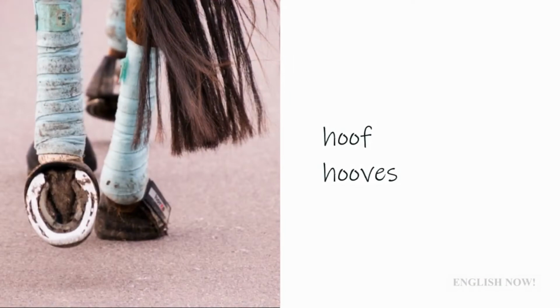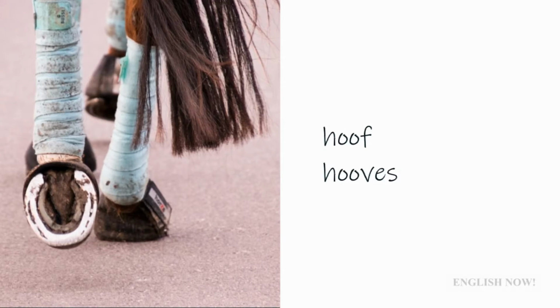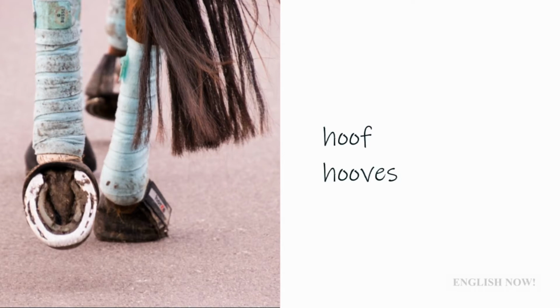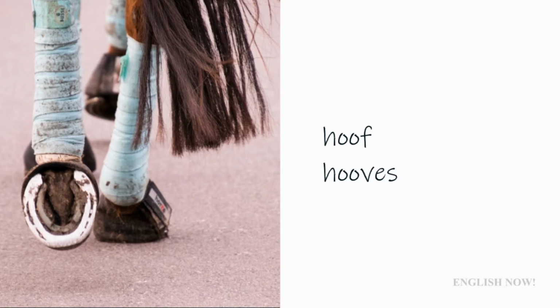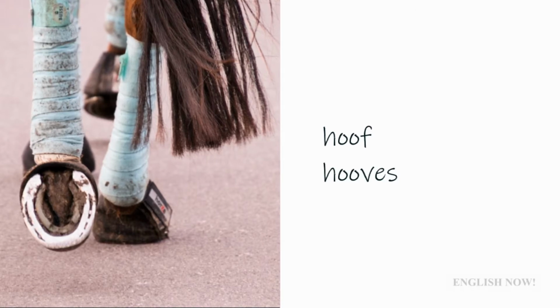Hoof, singular. Hooves, plural. So here we're talking about the animal's foot, or particular types of animals. So here it's a horse, also cows, pigs, donkeys. All of these types of animals have hooves.